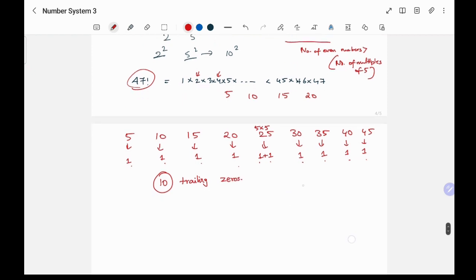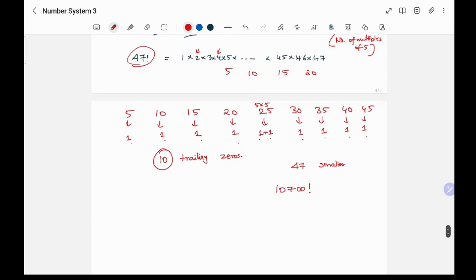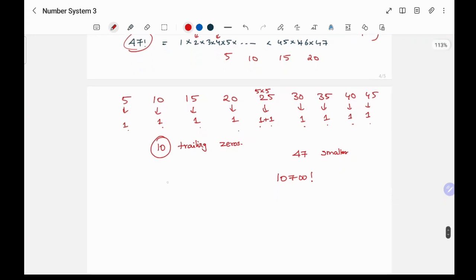Okay. So this number 47 was small. Suppose they give some large number, this factorial. How do I find it? Can you think? You can pause the video and take some minutes to think. Okay, now let us continue.